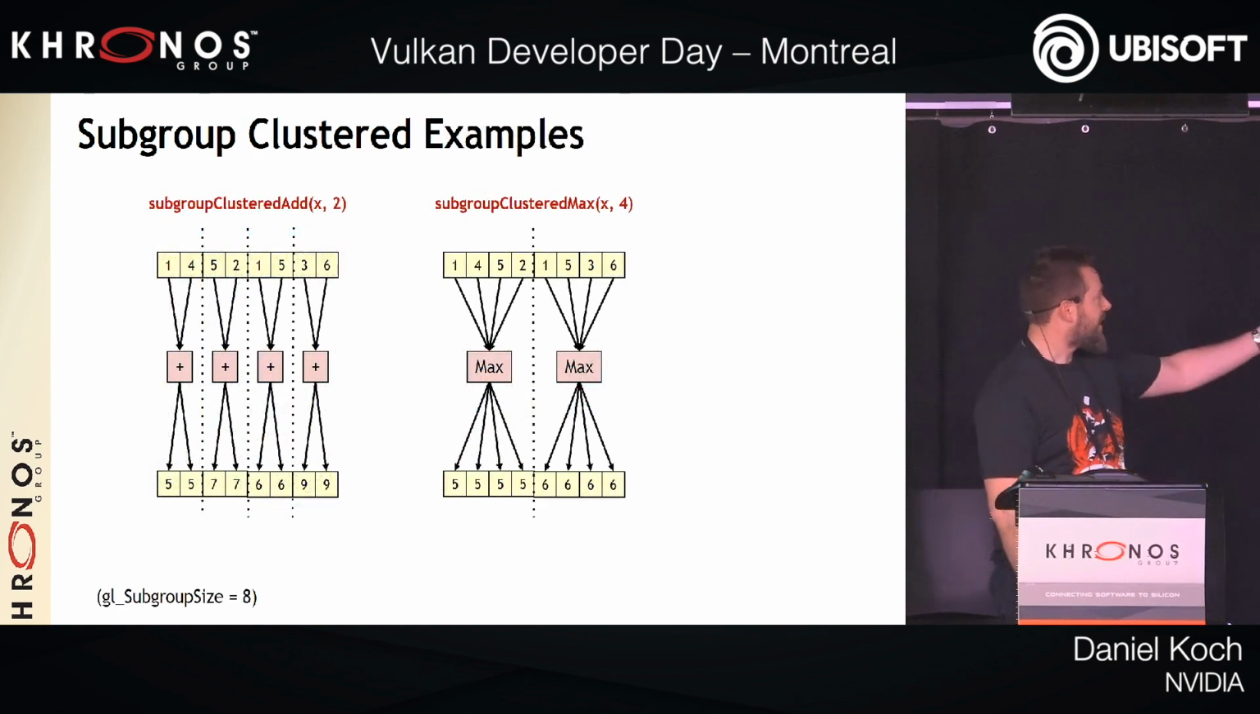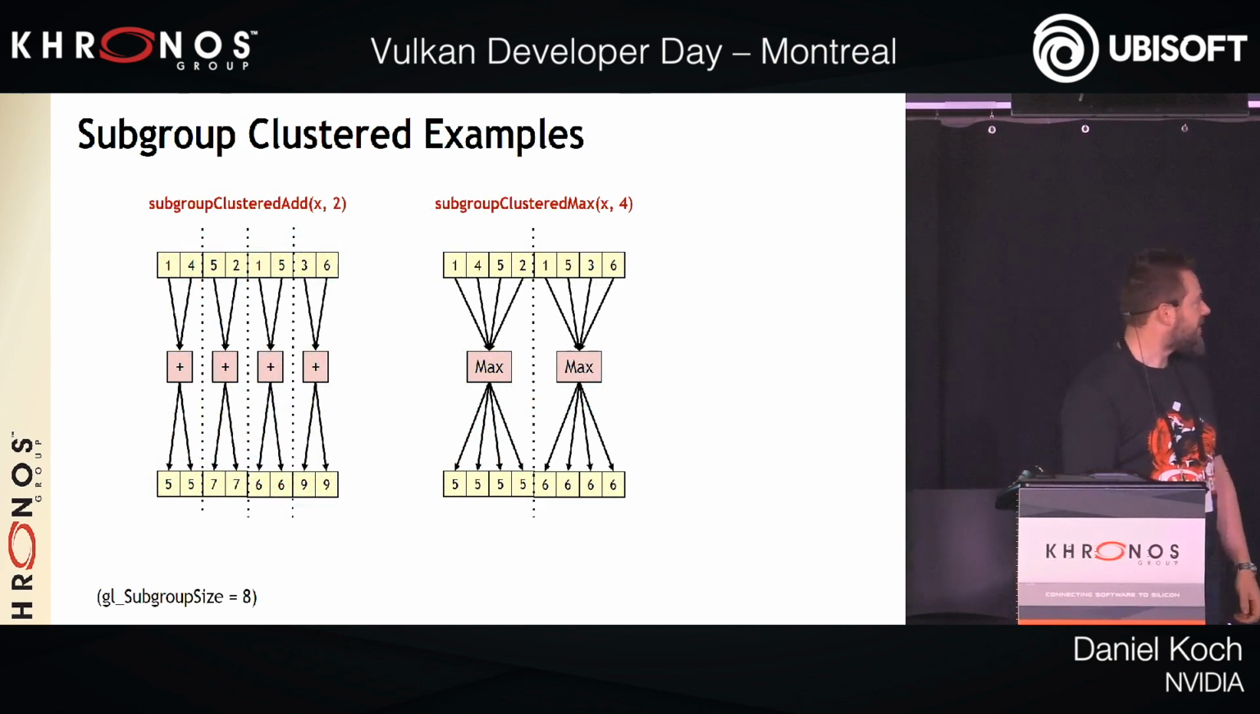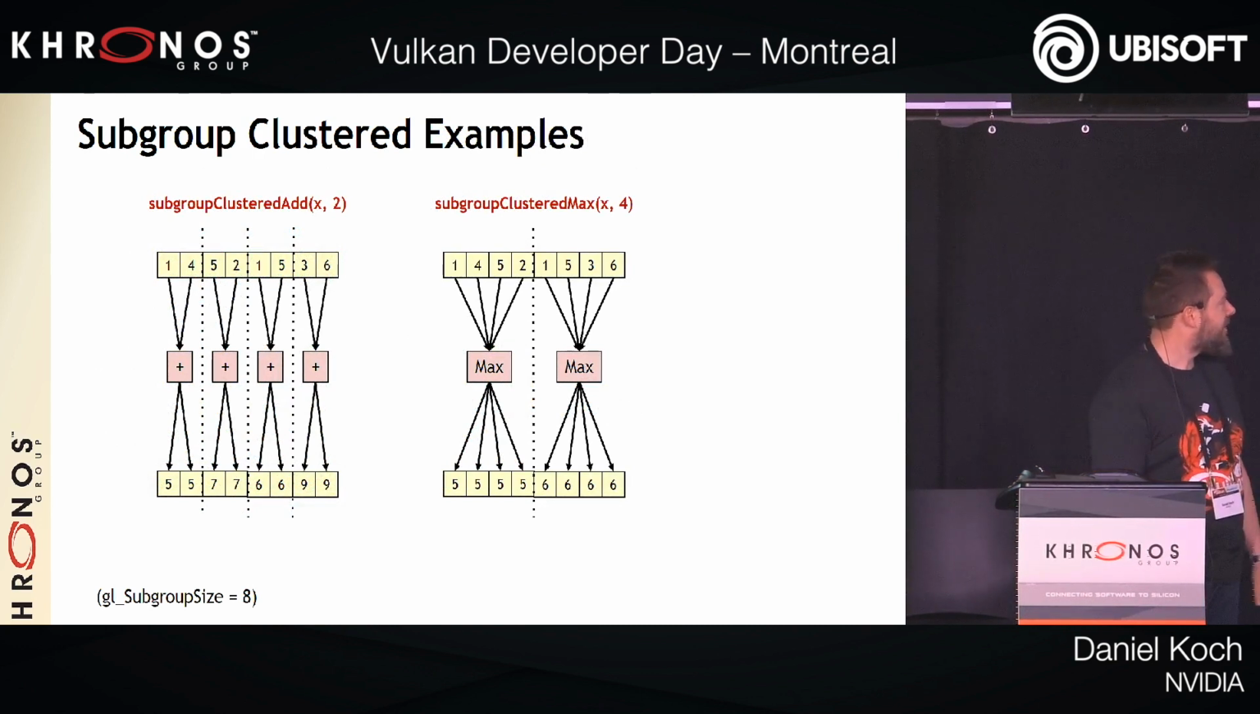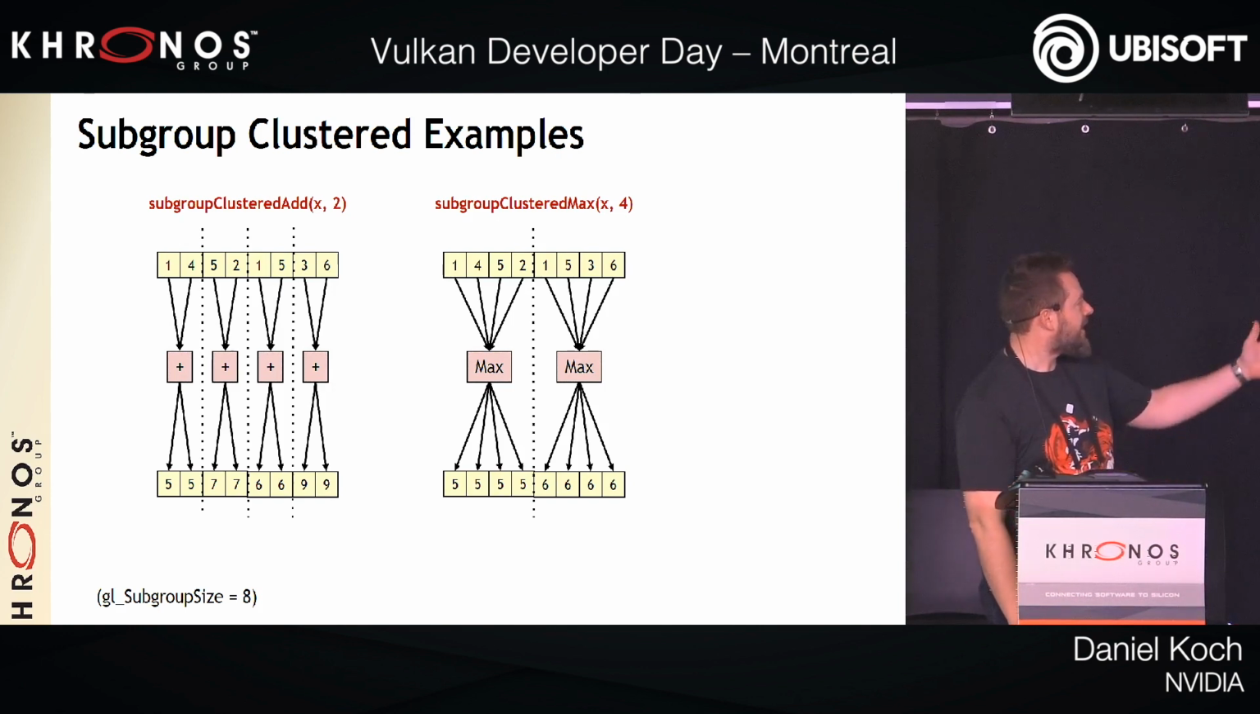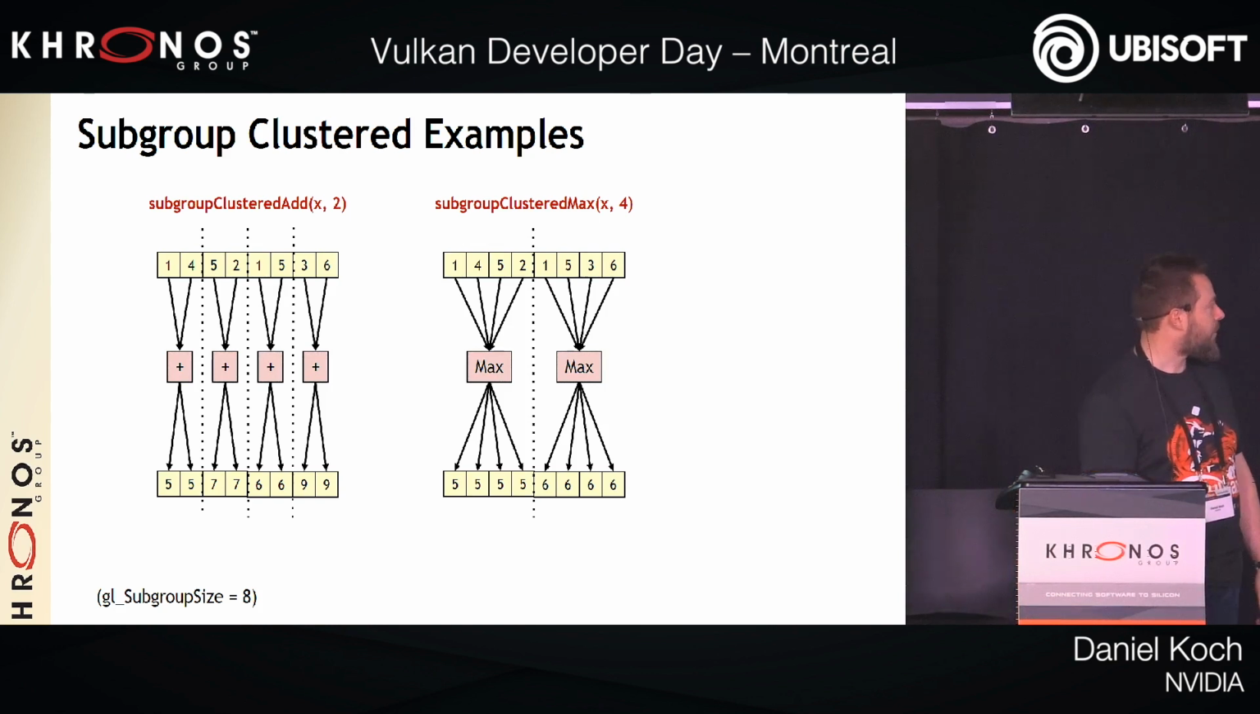In the example here, the first operation is a clustered add with a cluster size of 2. It adds 2 by 2 and broadcasts the result to the 2 invocations that participated. The second example is a clustered max with a cluster size of 4.